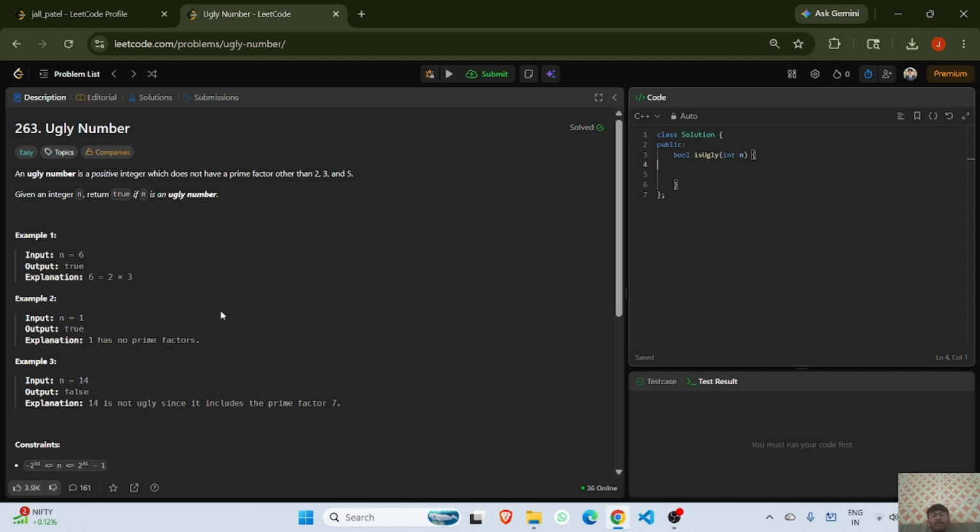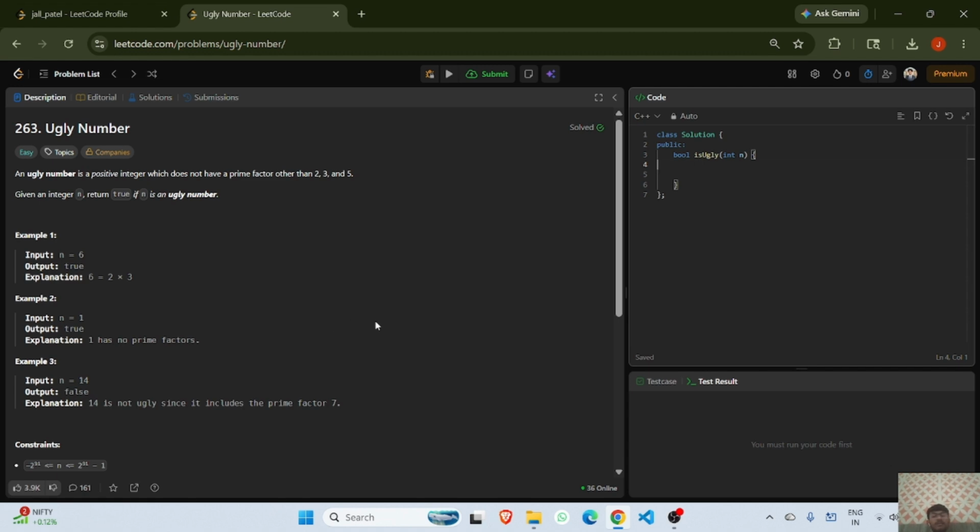Now take 14. 14 is 2 times 7. Here 7 is present, which is not allowed. So 14 is not an ugly number. The idea is simple. If a number is ugly, then after continuously dividing it by 2, 3 and 5, the final value should become 1, because an ugly number contains only these prime factors.